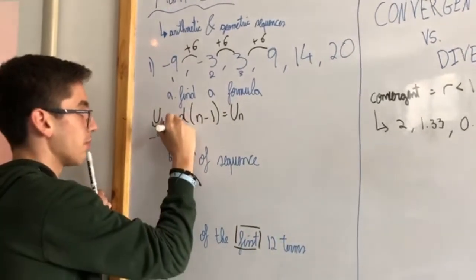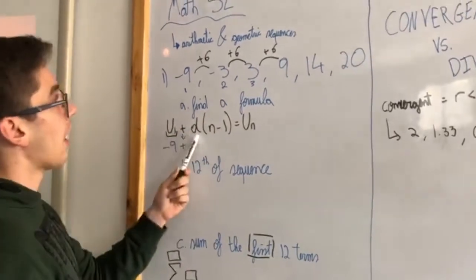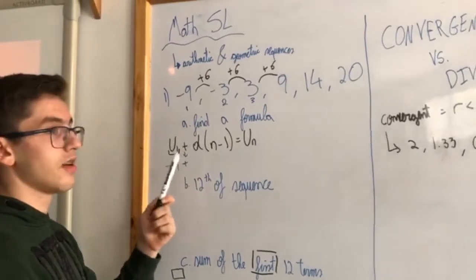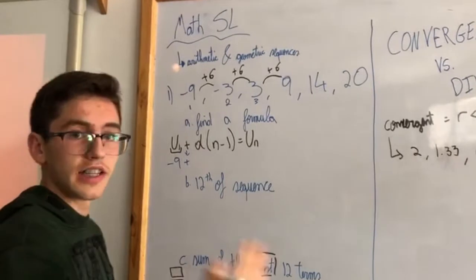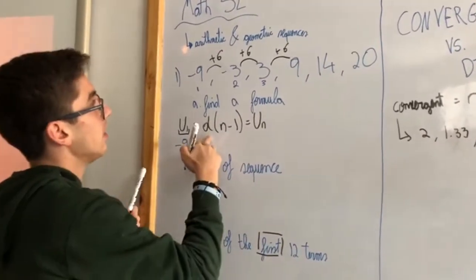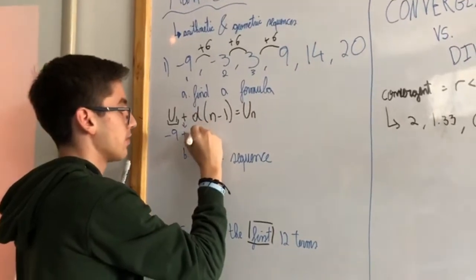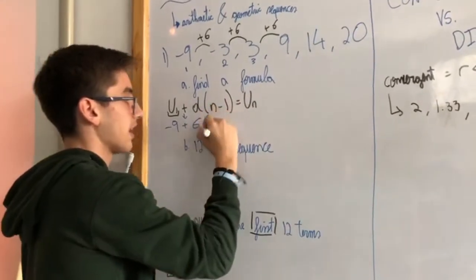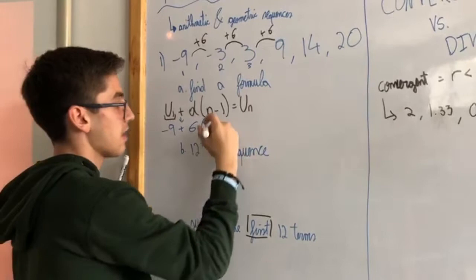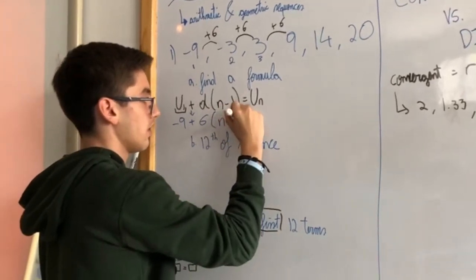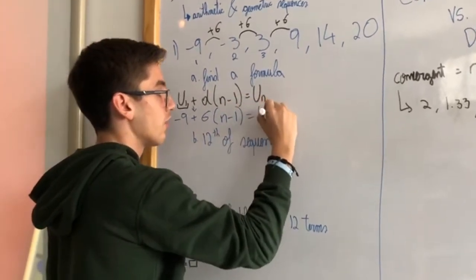Then you bring down the plus. As we established before, d is what you're adding consistently to each term. So it's like +6, +6, +6. So you know that d is +6. So you write the 6 here. And you put the brackets. And then you just leave this as n minus 1. And this is the formula for your equation.